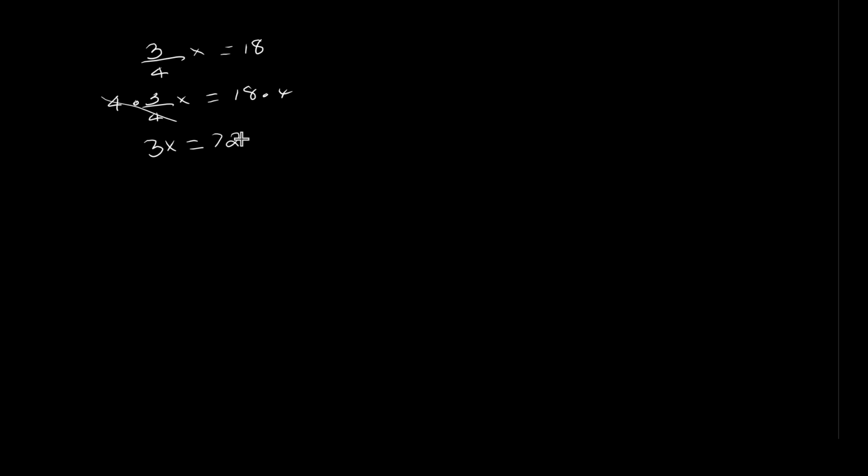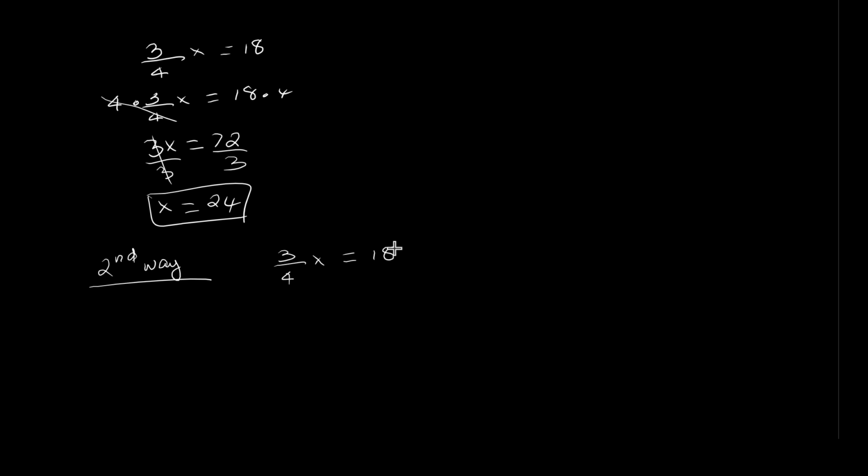Now divide both sides by 3. 72 divided by 3 is 24. Therefore, x equals 24. Now here's a faster method. Instead of multiplying by 4 and then dividing by 3, we can multiply both sides by the reciprocal of 3/4. The reciprocal of 3/4 is 4/3.